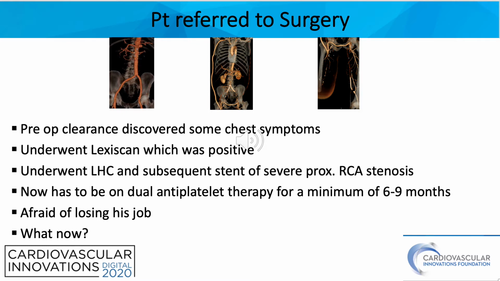Now he has to be on dual antiplatelet therapy for a minimum of 6 to 9 months, depending on what institution you talk to. Certainly that made surgical bypass, especially abdominal surgery, much higher risk for bleeding. The problem was the patient was very afraid of losing his job if he really didn't come back for 6 to 9 months. So what do you do now?